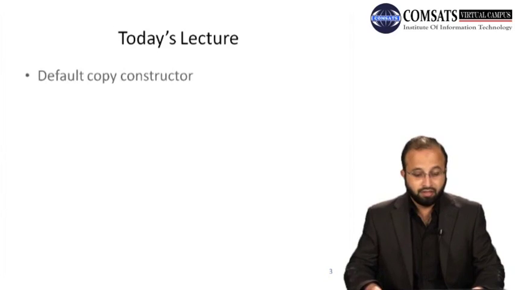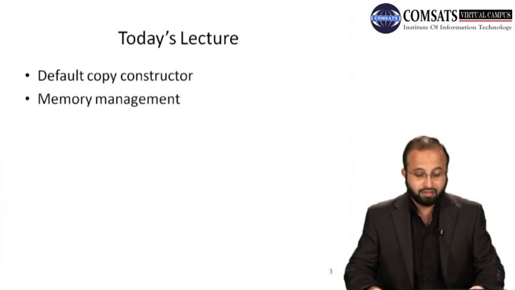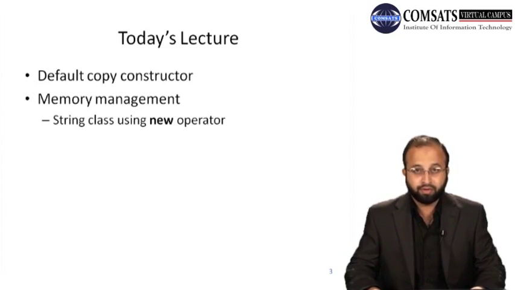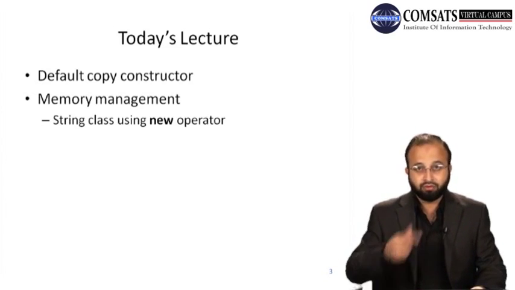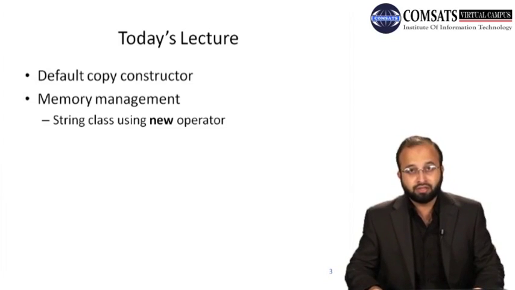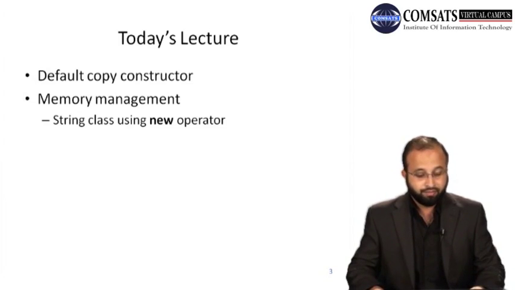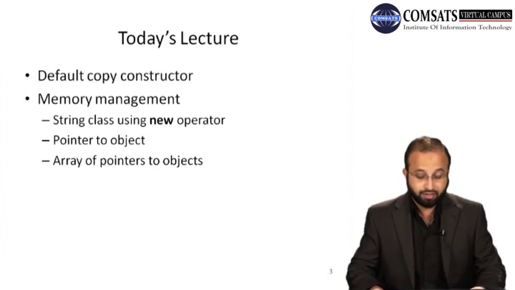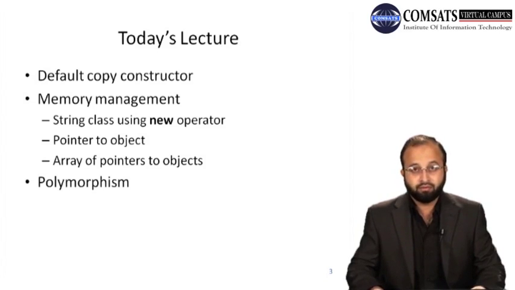In today's lecture we will see the default copy constructor. We have been using this default copy constructor several times. So let's see what a default copy constructor is. And then we come to the memory management. I'll show you a string class that uses a new operator to allocate a string, and then we will see how this class will manage the memory and what problem can occur, right? Then we will see pointer to object, array of pointers to objects, and then we will come to the very important concept, that is polymorphism.